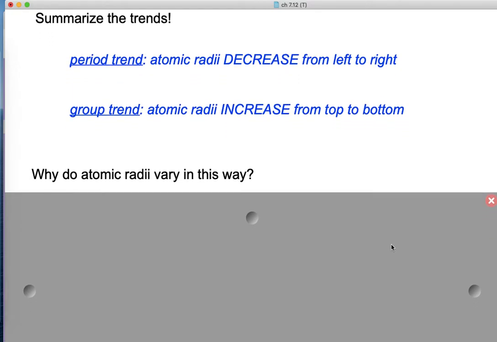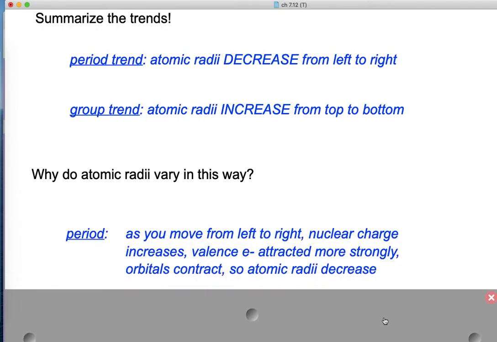Well, as you move from left to right in a period, you might think that because you're adding more electrons to the valence shell that the atomic radius would get larger. But those added valence electrons are going into the same valence orbitals. But what else is changing is that the atomic number is increasing, and therefore the positive charge in the nucleus is increasing. So we explain the period trend by saying that as you move from left to right in the period, the nuclear charge increases as you add more protons, the valence electrons are attracted more strongly, causing the orbitals to contract and the atomic radii to decrease.